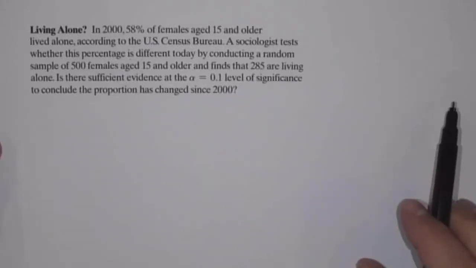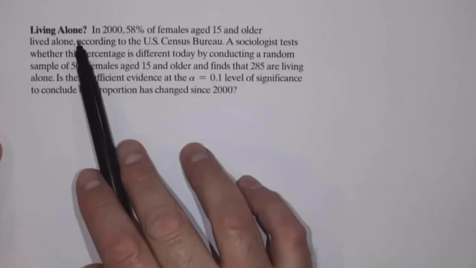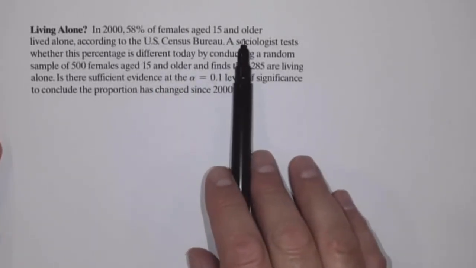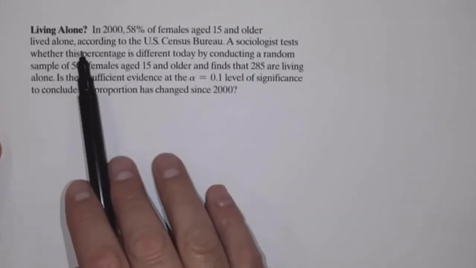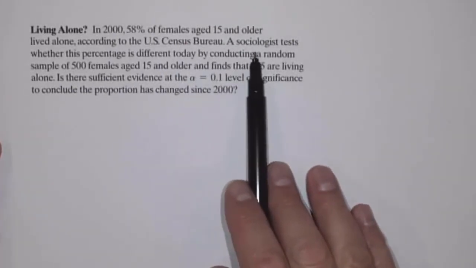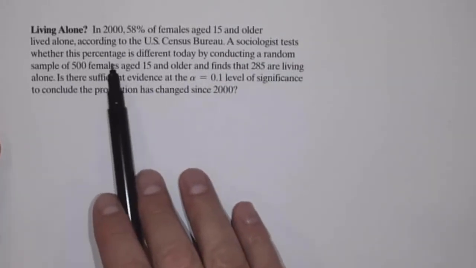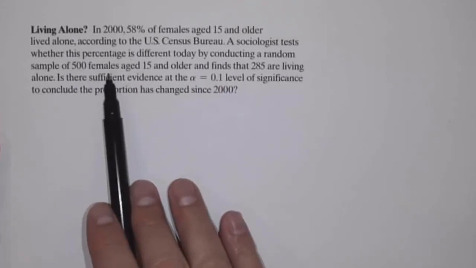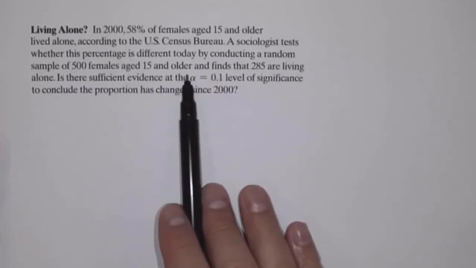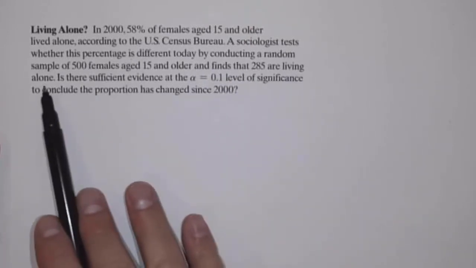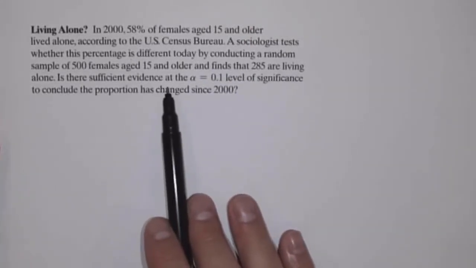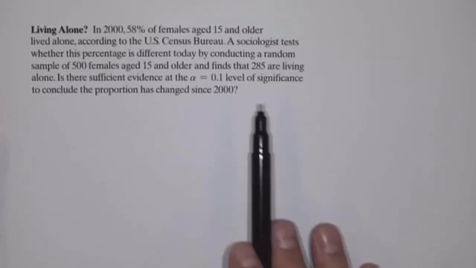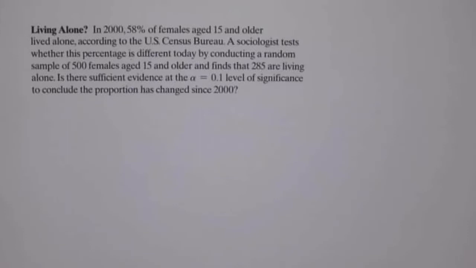So in this video, we want to take a look at an example. Living alone? In the year 2000, 58% of females aged 15 and older lived alone, according to the U.S. Census Bureau. A sociologist tests whether this percentage is different today by conducting a random sample of 500 females aged 15 and older and finds that 285 are living alone. Is there sufficient evidence at the alpha equals 0.1 level of significance to conclude that the proportion has changed since 2000?